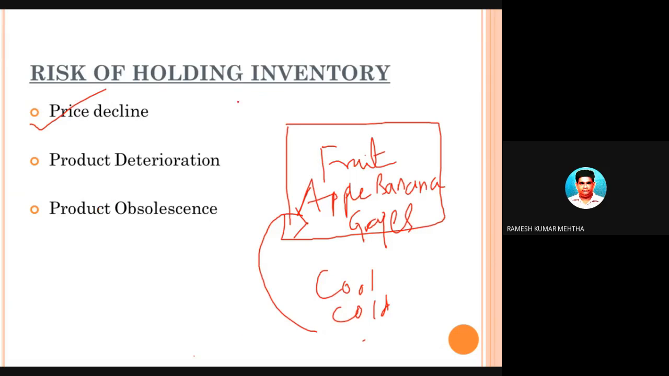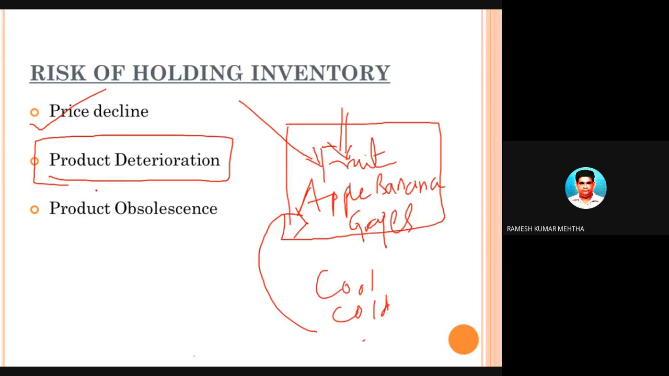People will not accept this kind of fruit when it is the rainy season or the winter season. So there will be product deterioration, and because of this you are going to lose the investment you have made in this kind of inventory. So there can be product deterioration also.